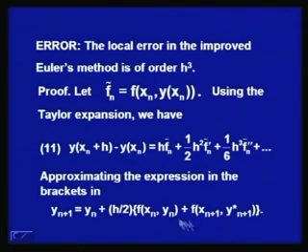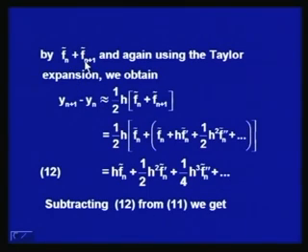If we approximate this expression inside the brackets by f_n cap plus f_{n+1} cap and again use the Taylor's expansion, we find that y_{n+1} minus y_n is approximately half of h into (f_n cap plus f_{n+1} cap), and when we use Taylor's expansion here we will get half h [f_n cap plus f_n cap plus h f_n dash cap plus half h square f_n double dash cap and so on], which will be equal to h f_n cap plus half h square f_n dash cap plus 1 by 4 h cube f_n double dash cap and so on.